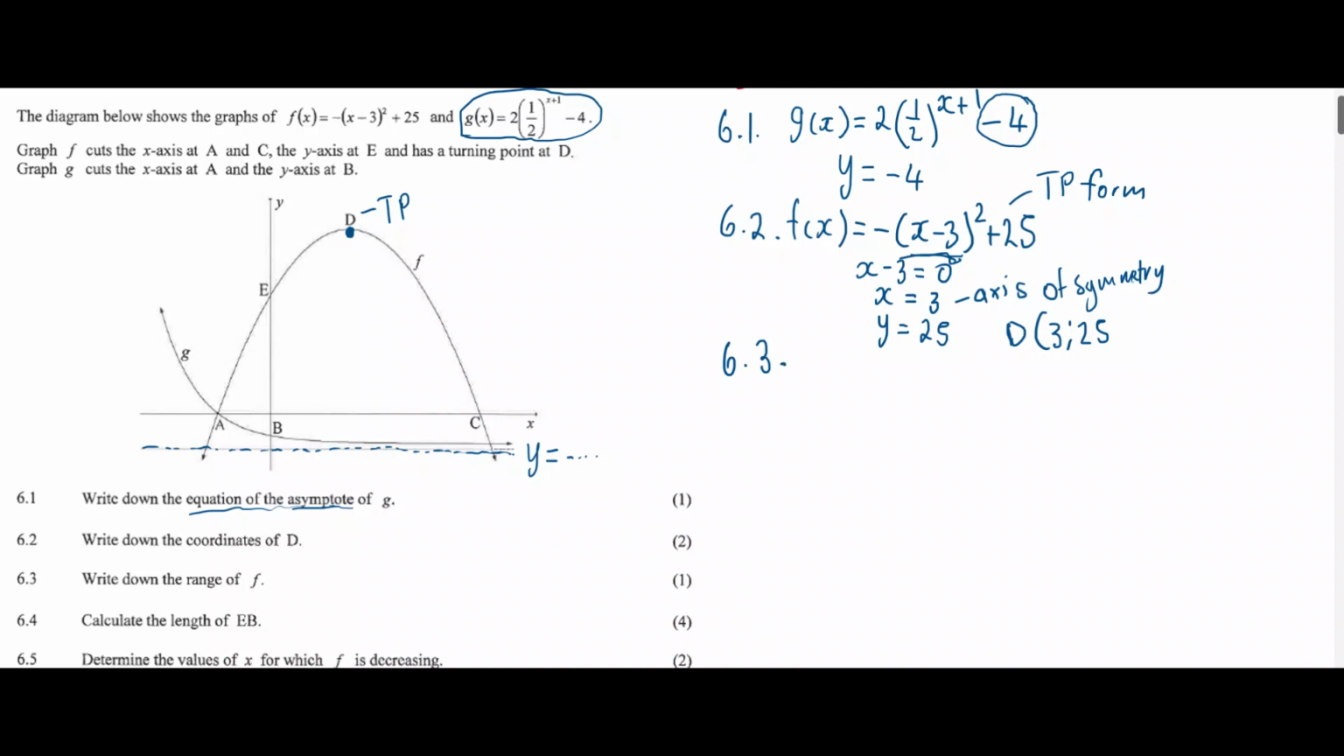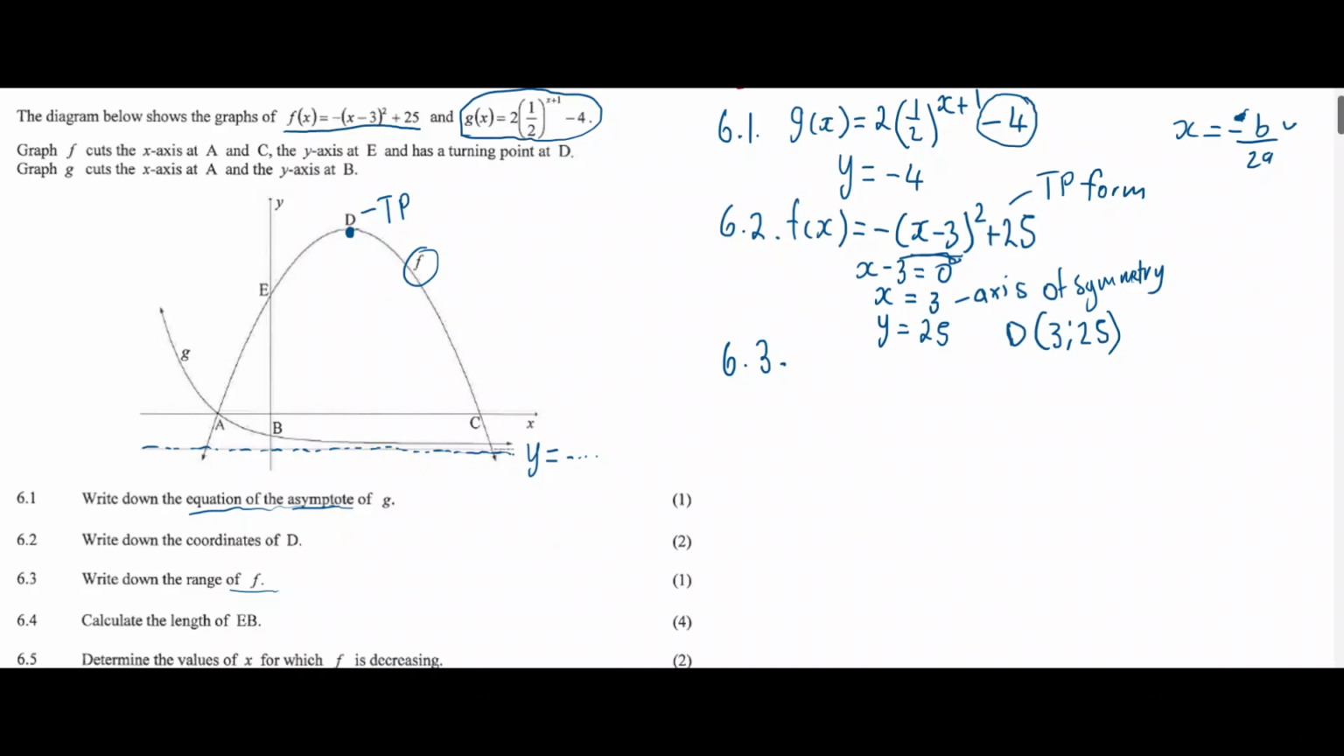Let's move on to the next question, 6.3. It is very easy to get the coordinates of the turning point if the equation is given in the turning point form, because we simply look and tell what the coordinates are, right? It is harder when it's given in the standard form, because you have to memorize this minus b over 2a stuff. Good. So now let's move on to 6.3.